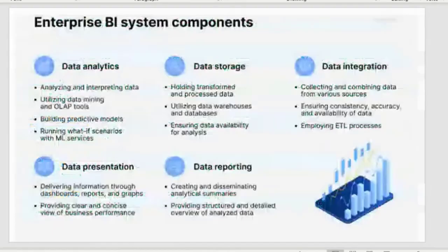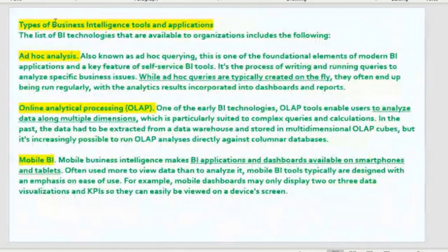Okay. All right, so this is just a brief overview of the components of the business intelligence system. You have data analytics, data storage, data integration, data presentation, and data reporting. And here we see the types of business intelligence tools and applications. Number 1 is ad hoc analysis.